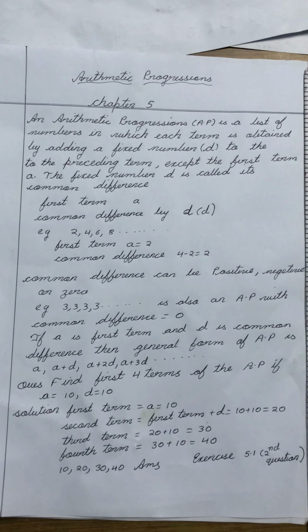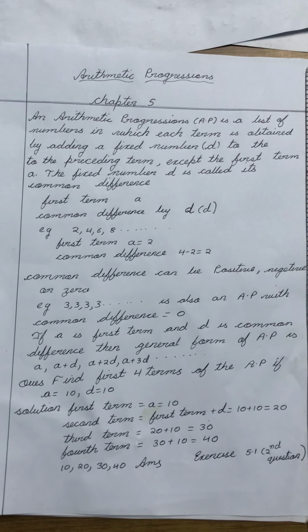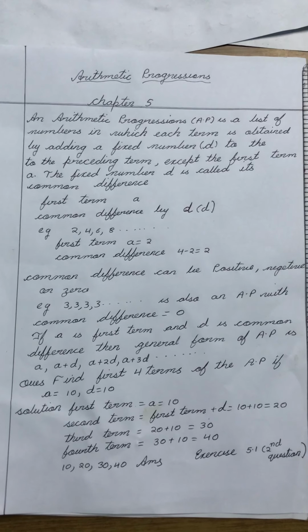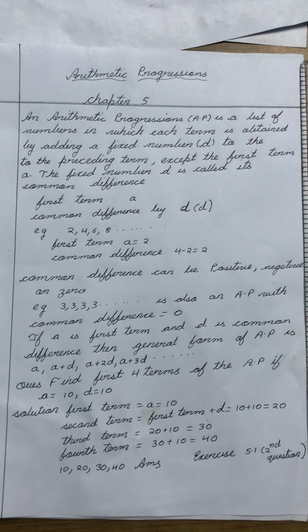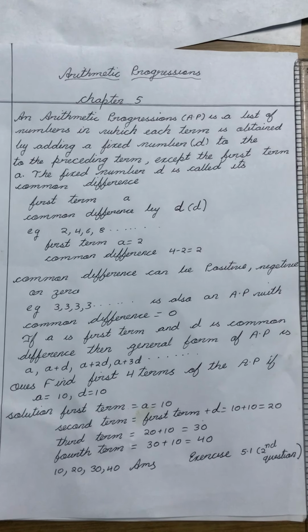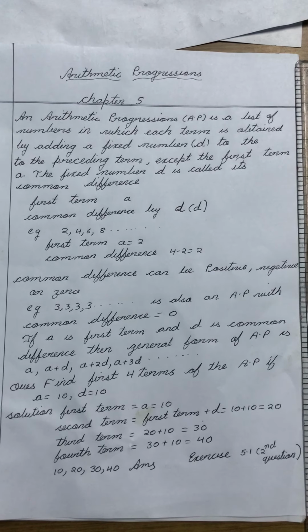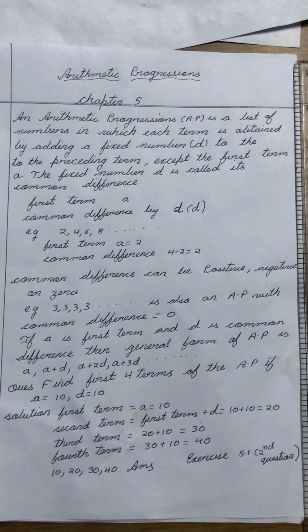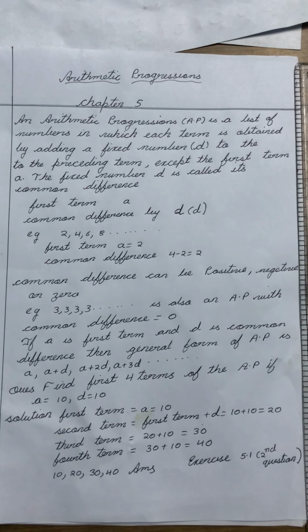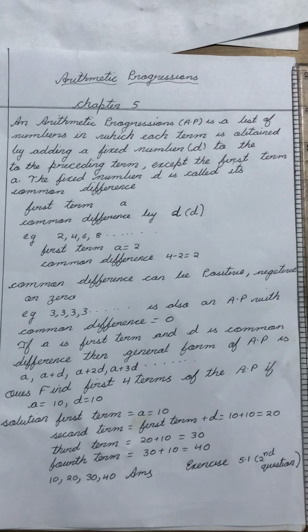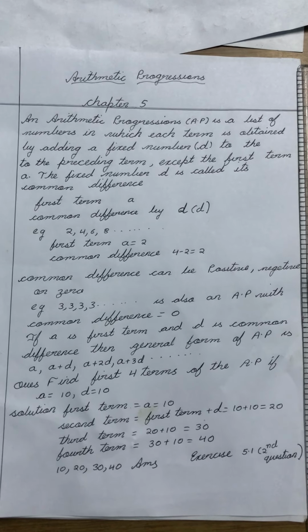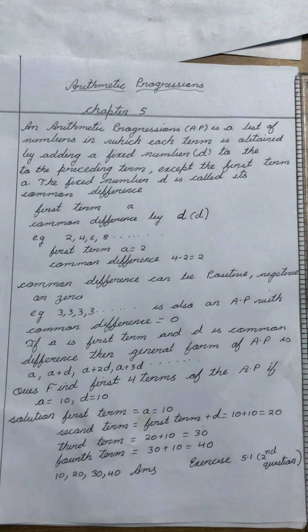So today we will study the topic Arithmetic Progression, Chapter 5 of 10th class. An arithmetic progression, AP, is a list of numbers in which each term is obtained by adding a fixed number to the previous term, except the first term, A. The fixed number D is called its common difference. So the first term is represented by the alphabet A and the common difference is represented by D.